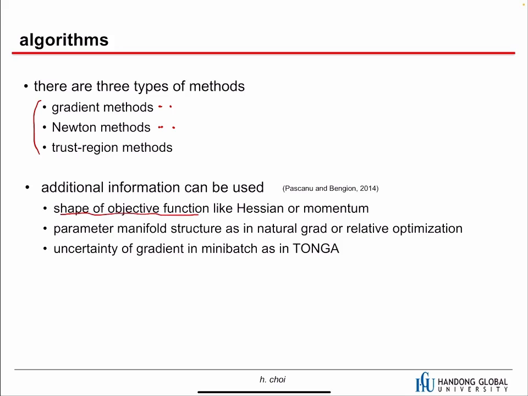like a shape of objective function, okay, like Hessian or momentum, or we can consider the parameter manifold structure as in natural gradient or relative optimization, or we can think of uncertainty of gradient information in mini batch as in some specific algorithm. But we're not going to talk about all the algorithms, all the issues here, but we'll talk about the natural gradient, which is quite popular in the machine learning or deep learning. So at least I hope you understand the concept and idea of natural gradient.